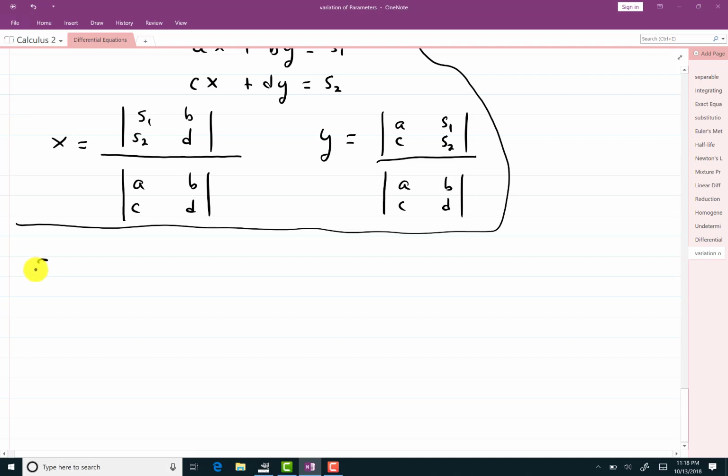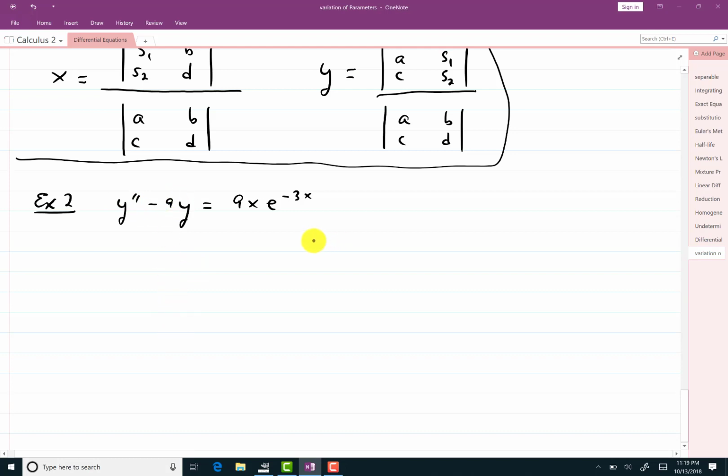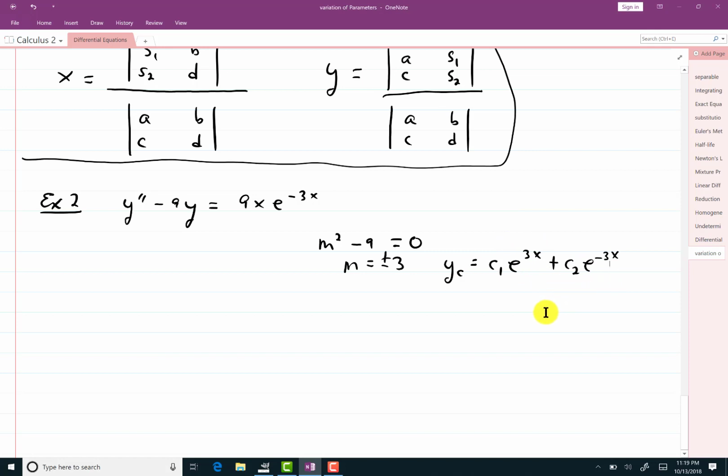My next example. y double prime minus 9y equals 9x e to the negative 3x. The auxiliary equation is m squared minus 9 equals 0, so m equals plus and minus 3, which tells us that y sub c is c1 e to the 3x plus c2 e to the negative 3x. So e to the 3x is like my y1 and e to the negative 3x is like my y2.